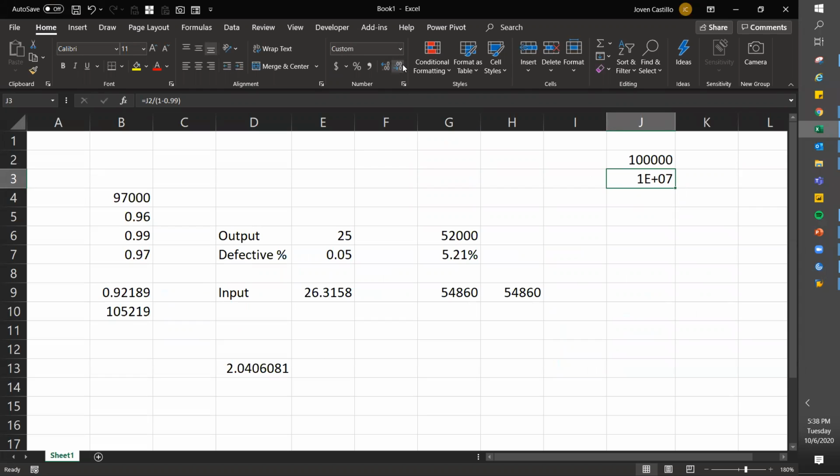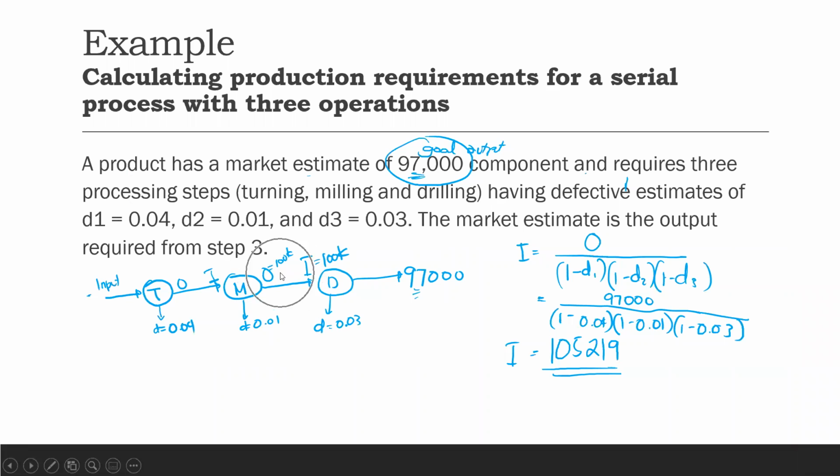Okay, sana tama ako ng ginawa. So, once again, I need the 100K.